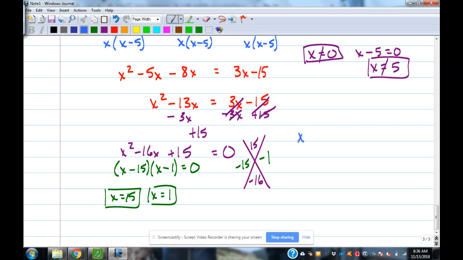If you did quadratic formula, works the same way. I think it's a little longer here.